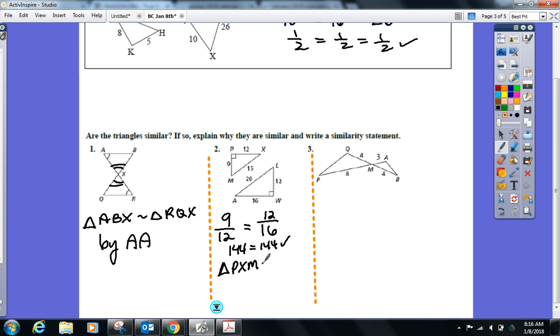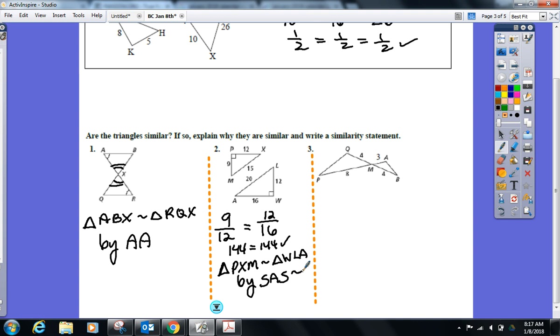PXM similar. WLA. By what method? Side angle side. Yep, and just make sure we go side angle side similarity. Good. Not bad, Ethan. All right, need somebody else here, another stud.